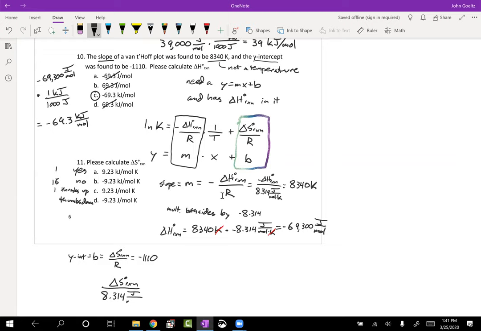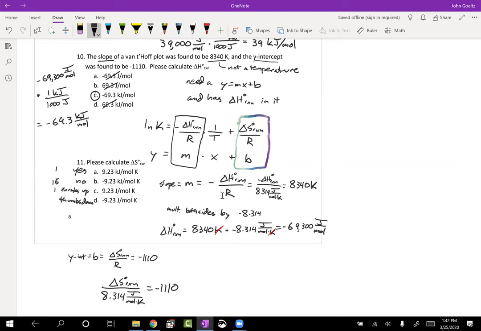And that equals negative 1110. And you say, but John, even virtual John, that has no units. And I'll say, yeah, but be patient, and it will. Because to get delta S, it's the person talking about pressing going faster. No worries, I'm clicking things all over the place, so no worries at all.